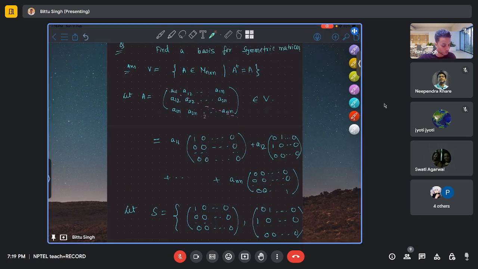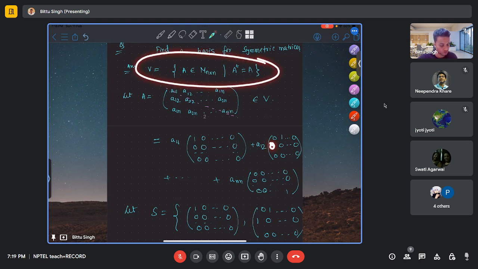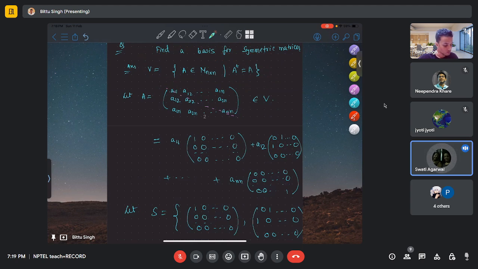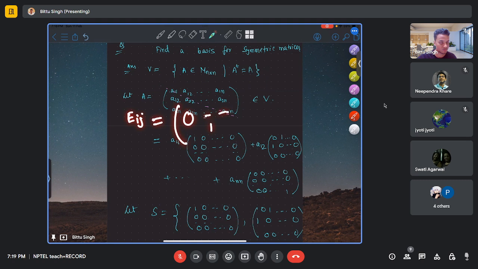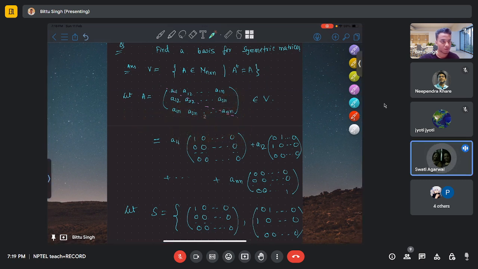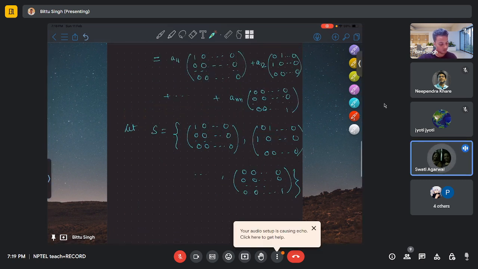Note that you cannot take this element, that is 0 0. This element is not allowed because this does not belong to the vector space. Sorry, I didn't get what you're saying. Can you please tell? E12. Do you know this notation Eij? Yes, elementary matrices. It means 0 everywhere except the ijth place, where the entry is 1. Sir, I am saying that, do we have two ones in the A12? There are two ones, right?